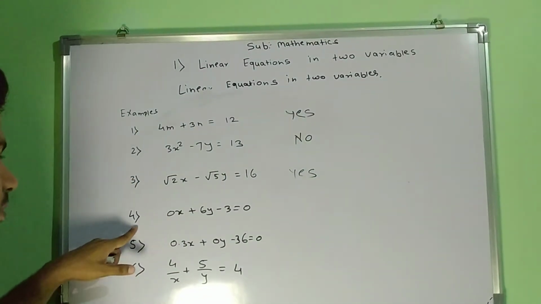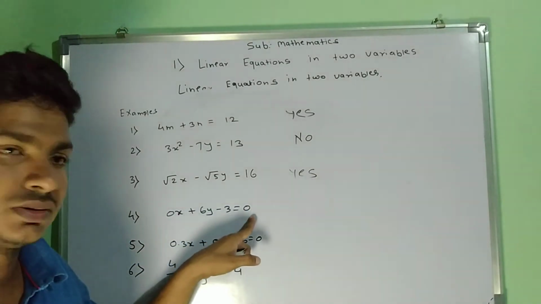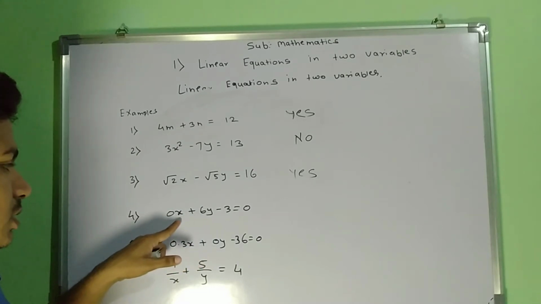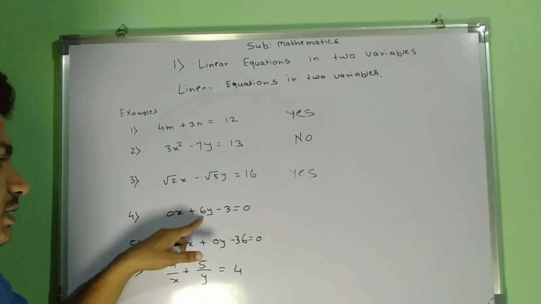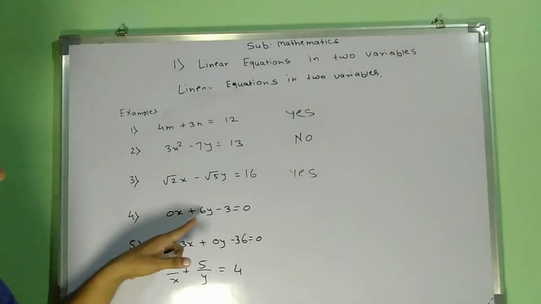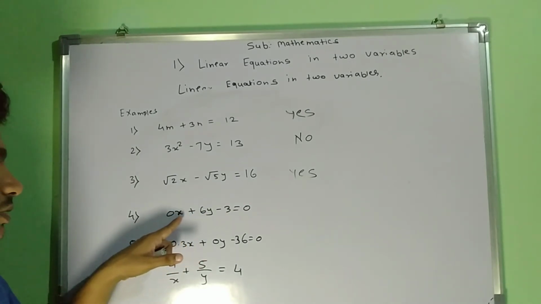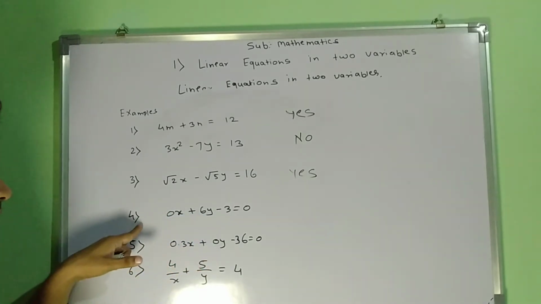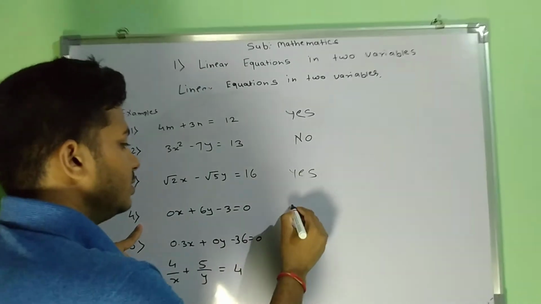Now look at the fourth example, 0x plus 6y minus 3 is equal to 0. Here we have the x variable and the y variable. The coefficient of variable x is 0 and the coefficient of variable y is 6. Now 0 is also a real number, and 6 is also a real number, and the degree of variable x and variable y is 1. So the fourth example is also a linear equation in two variables.